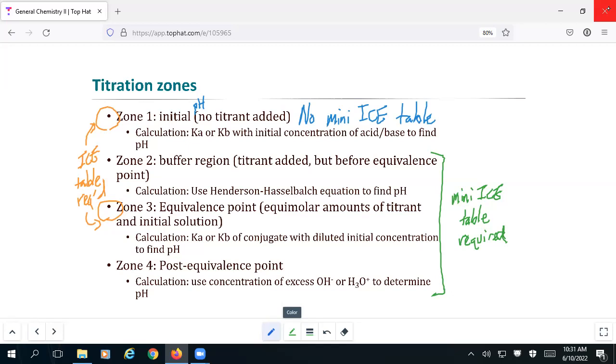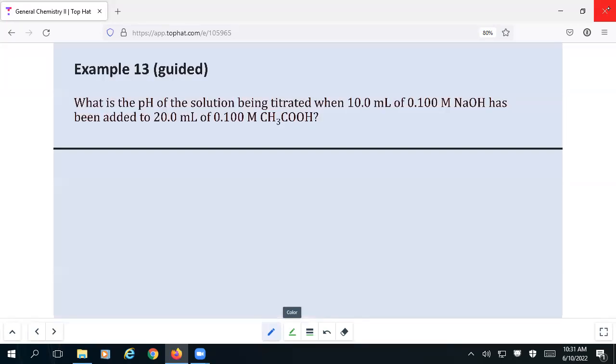But if you can get yourself at least to that point, you have a better chance of at least doing the right kind of calculation and heading in the right direction. So let's close out this week with a couple of examples of this.